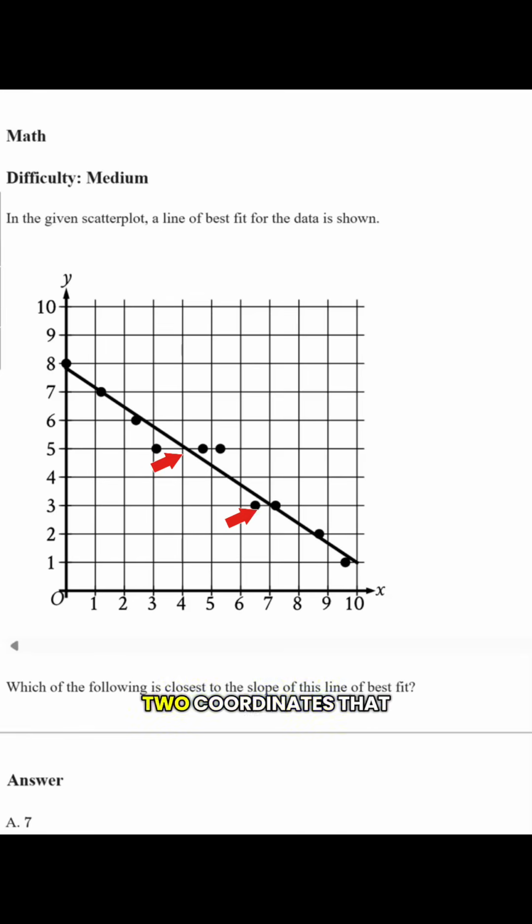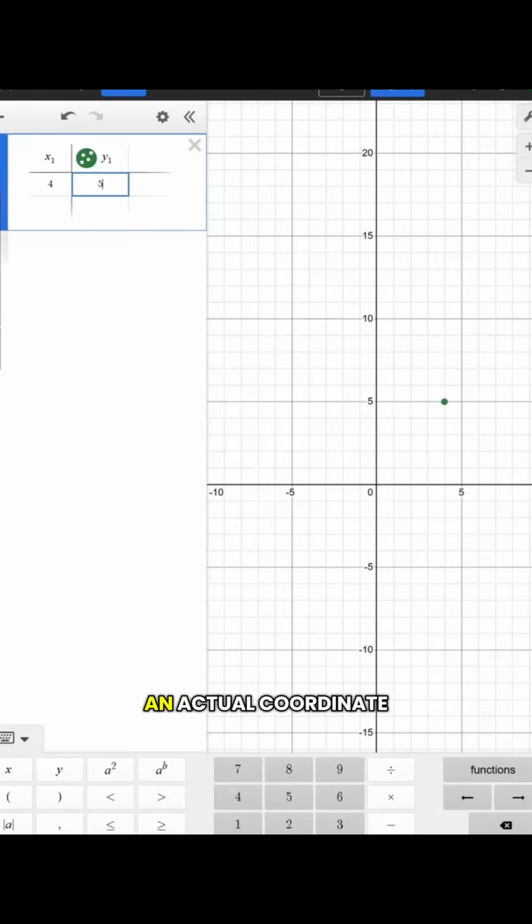Right here, I'm pointing to two coordinates that you should select and use to solve. And right here's an example of a part of a line that you would not use because it's just in the middle of the box instead of being an actual coordinate where you could tell what the number should be.